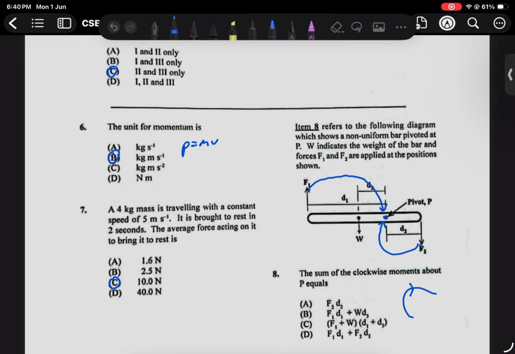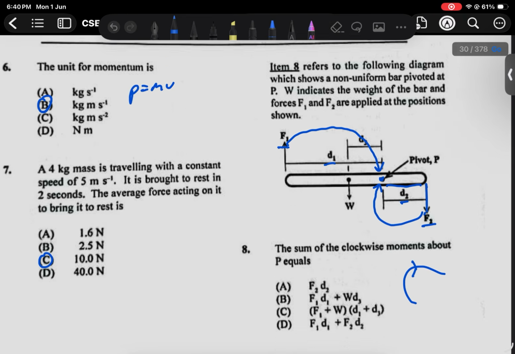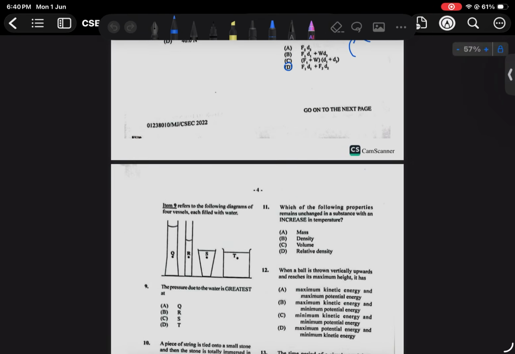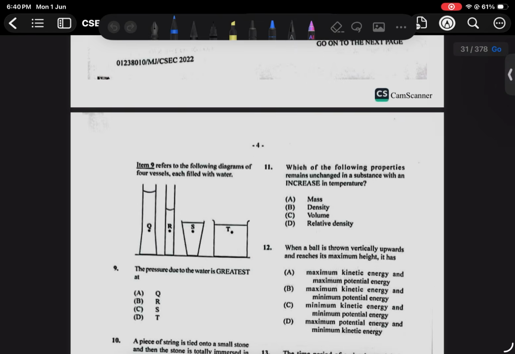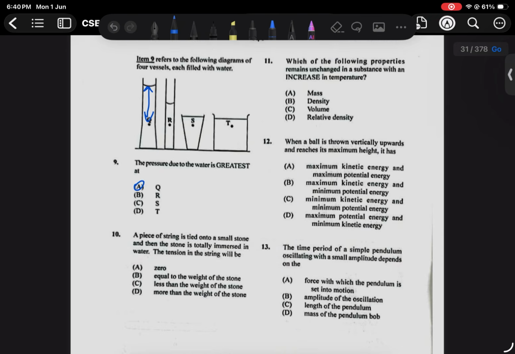So I remember moments is the product of the force and a perpendicular distance. So it's F1 multiplied by D2 and F1 multiplied by D1. So it's the sum of those two. So it's D. Item 9 refers to the following diagrams of 4 vessels, each filled with water. The pressure due to the water is greatest where the depth is the greatest. So it's at Q.